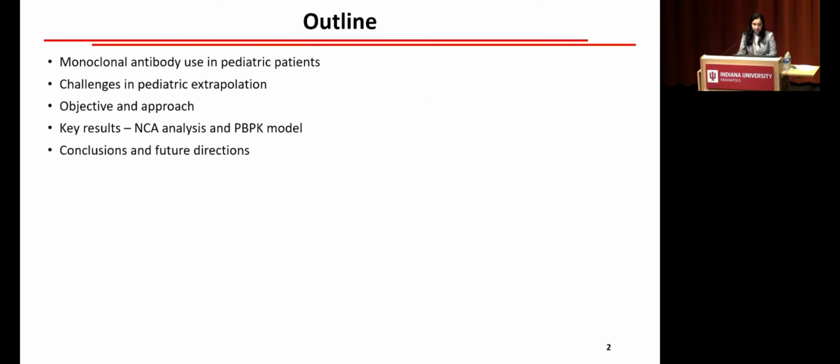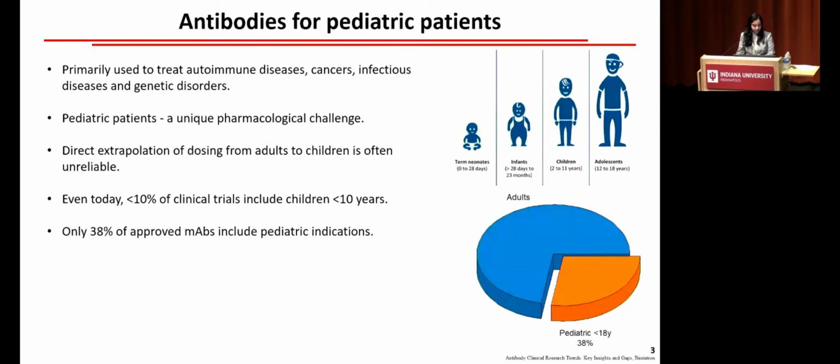To give a brief overview of my talk today, I'll first be going over how monoclonal antibodies are being used in pediatric patients, followed by some of the challenges in extrapolating doses from adults to pediatric patients. Then I'll give an overview of the main objectives of our study and the approach that we took, followed by some key results, including some NCA analysis and development of our PBPK model. Finally, I'll conclude with future directions.